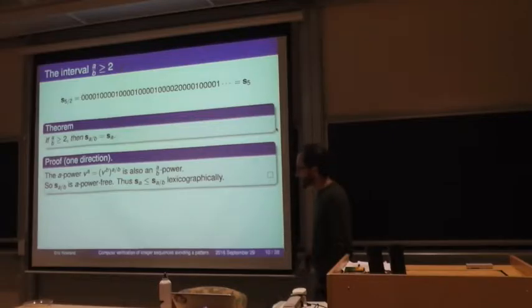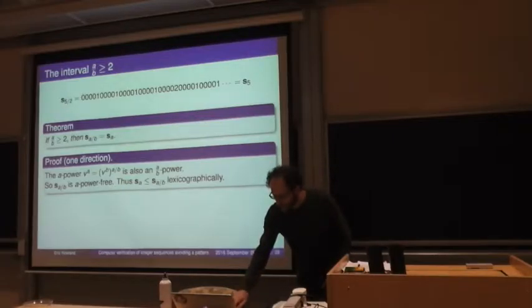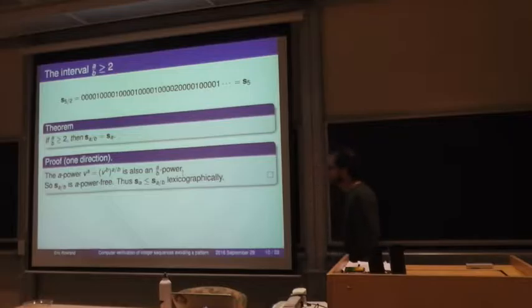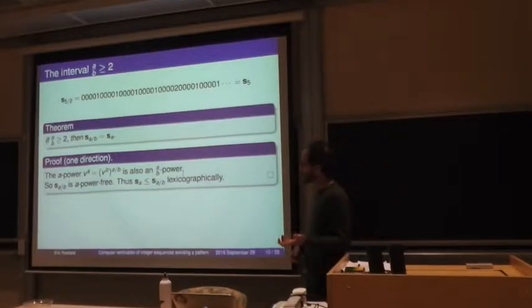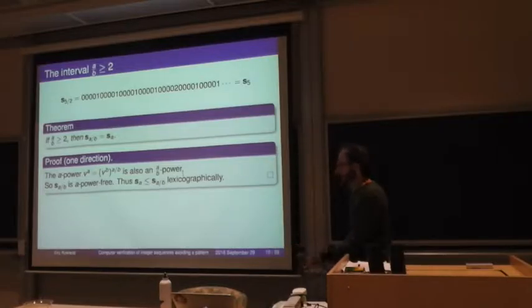is also an a over b power, right? Because we can write it as e to the b to the a over b. So since s sub a over b is a over b power free, it's also a power free, because every a power is an a over b power. But s of a is the lexicographically least a power free word. So therefore, it's lexicographically earlier than s sub a over b.